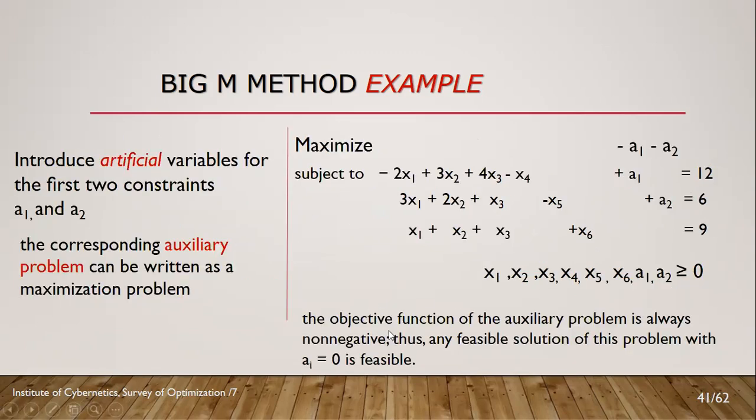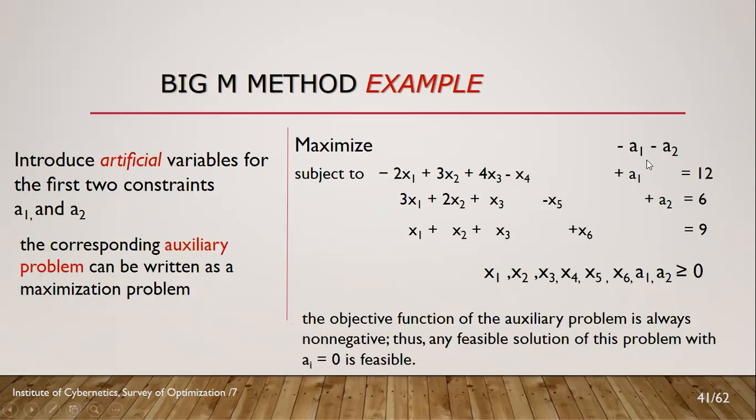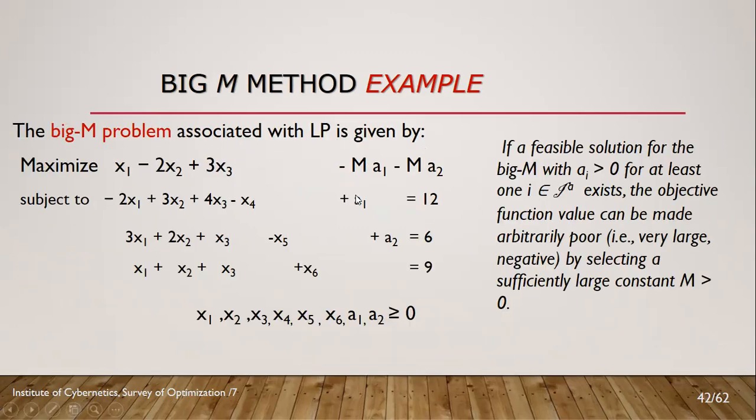So the objective function of the auxiliary problem is always non-negative. Thus, any feasible solution of this problem with a sub I equals 0 is feasible. The big M problem associated with LP is given by the expression of the objective function and the auxiliary part multiplied by M.